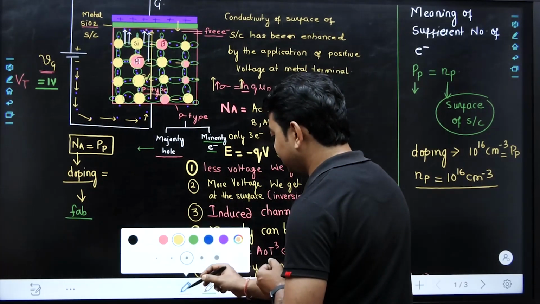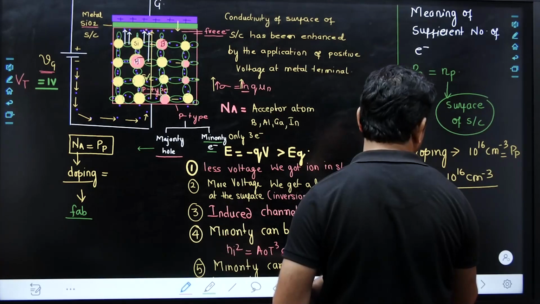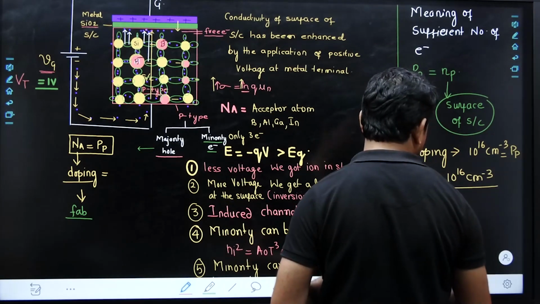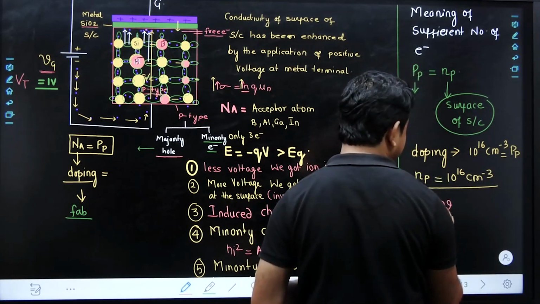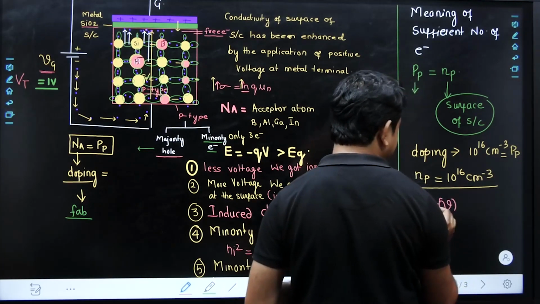So the current must depend on what? The current must depend on voltage. So we must need a voltage. So the current is a function of voltage. So we just have to create this one.